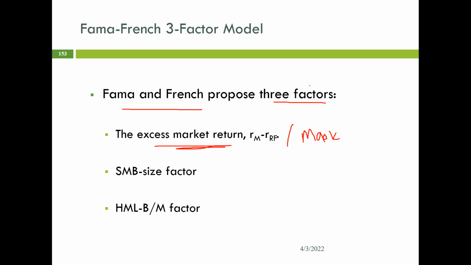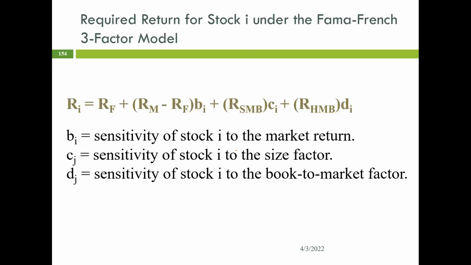So the SMB factor is the size factor. The HML factor is the book to market ratio. Book to market factor. High to low. HML means high minus low. SMB means small minus big. And the factor model is built on that difference.